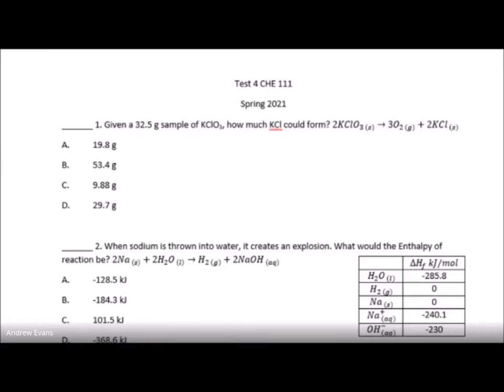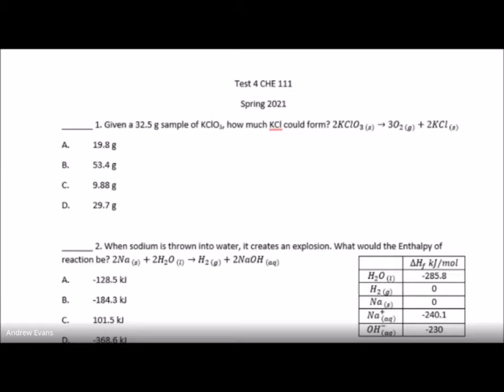Welcome to Chemistry 111. This is the last test, test 4, before the final. This is a quick review of how to get all the correct answers on test 4. So, starting with number 1.